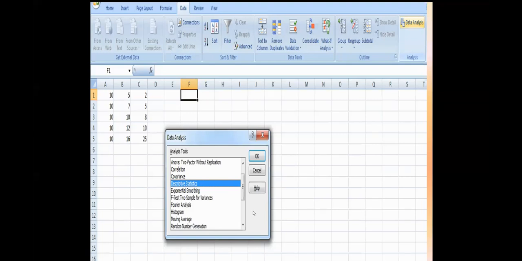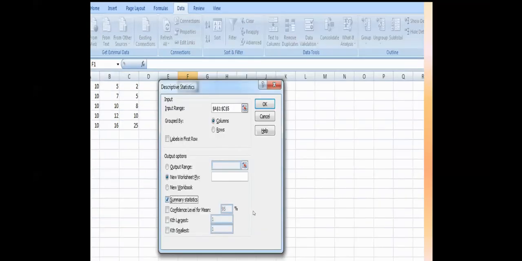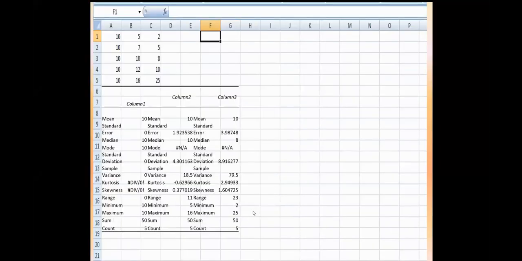So if I go for descriptive statistics and do it, all these 3 columns have been selected, and in the input range these values have come. Then when you click OK, you get this table. In this table you can see column 1, column 2, column 3. Mean values are there. The mean value of all the 3 columns is 10.